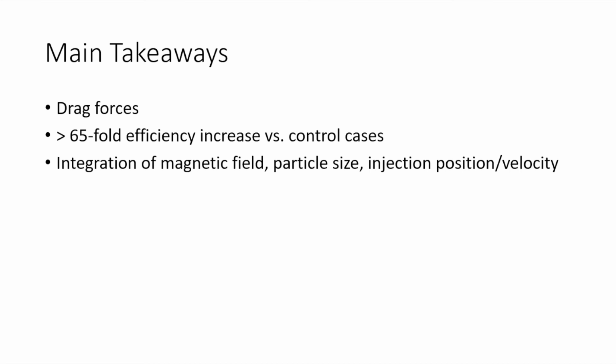When certain forces are applied, and these are combined with targeted injections with suitable position and angle, olfactory delivery efficiency can be significantly enhanced. Compared to control cases with uniform injections and no magnetic field, the best efficiencies achieved were over 65 times greater. Delivering the drug to the target region is the first step and a very important part in the process of being able to treat neurological disorders via the olfactory pathway.